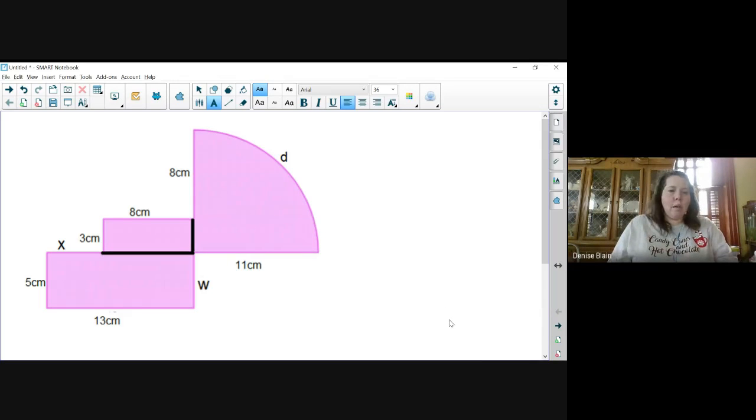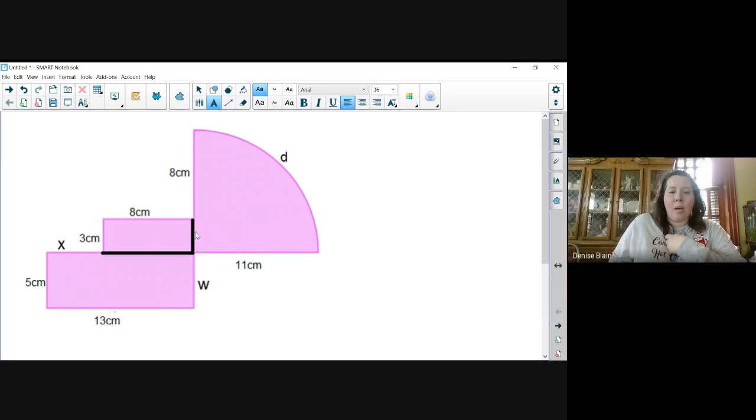So the question has come up, how do I find the area of my compound shapes? And how do I find the perimeter of these shapes? This purple shape is taken from IXL. We're going to use this shape, and I'm going to show you how to break it up into smaller shapes, find the area of the smaller shapes, which then in turn will give us the area of the bigger shape.